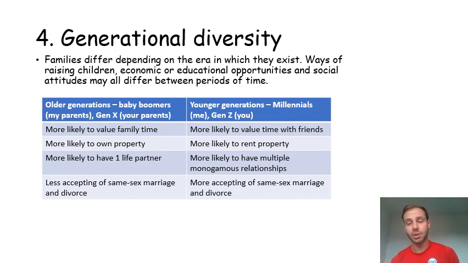Younger people are also more likely to have multiple monogamous relationships. So basically to have one partner, then break up with them, have another partner, break up with them, and so on and so forth, rather than the same person for life. And younger people in general are more accepting of things like same-sex marriage, divorce, LGBT rights, etc. So the different ways that we view the world affect the different ways that we view the family. So Rapoport is basically saying here that families differ in terms of their attitudes towards the family based on the generation in which they were born.